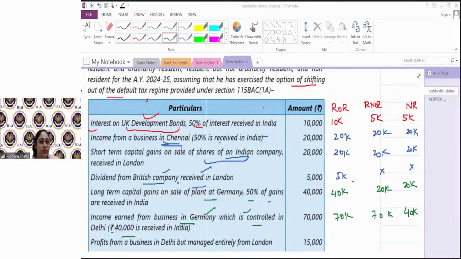Sixth point is income earned from business in Germany, which is controlled in India. Income from outside India, but it is controlled in India, is taxable in the hands of RNOR, but not taxable in the hands of non-resident.